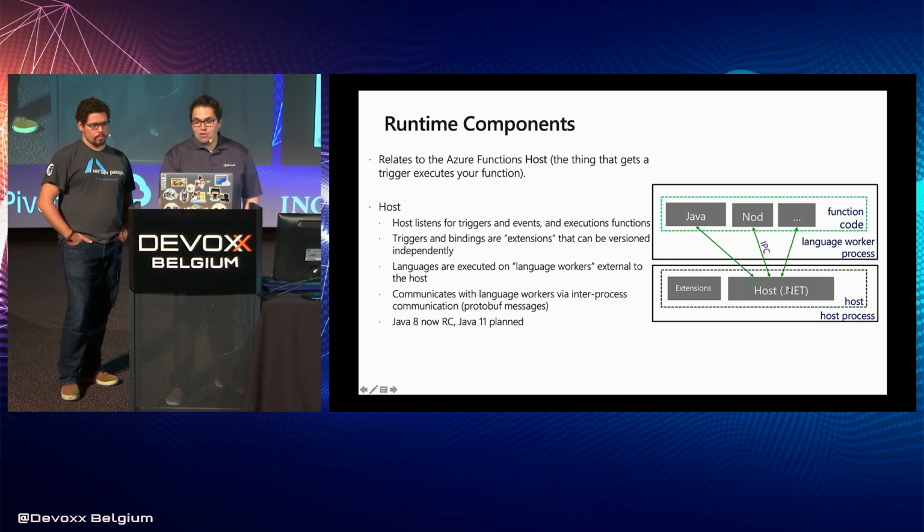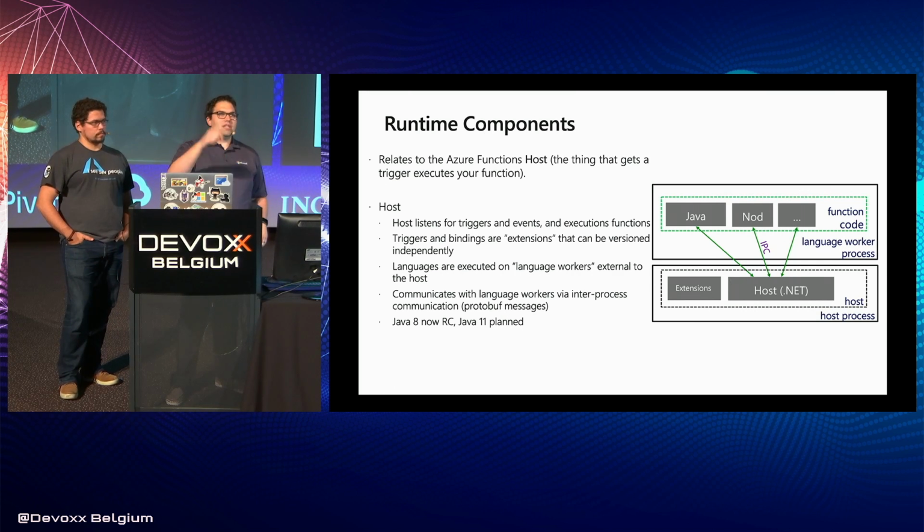When we need to execute a function, we communicate through an inter-process communication to a separate language worker. So on the node that your function app is running, we will spin up Java 8. We will spin up Node 8 or 10. We will spin up Python 3, whatever language we might need to run.